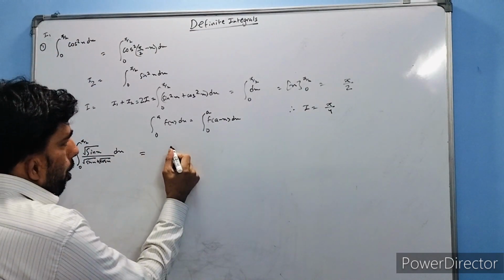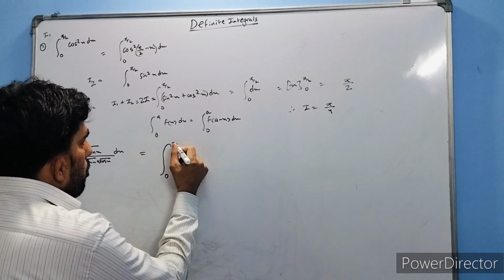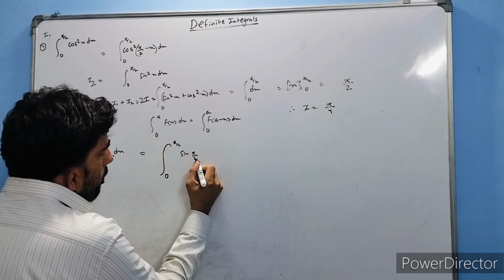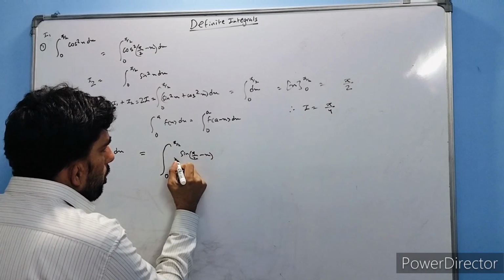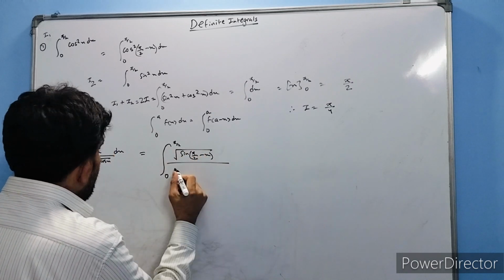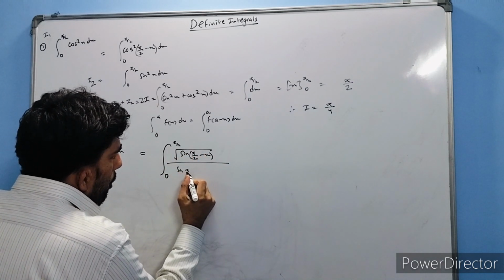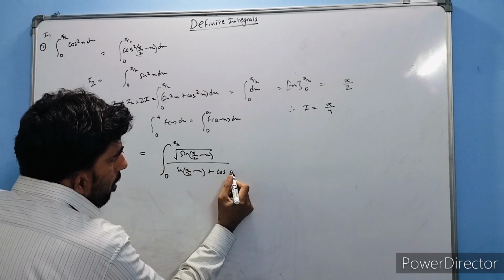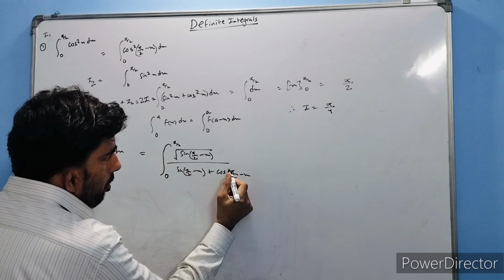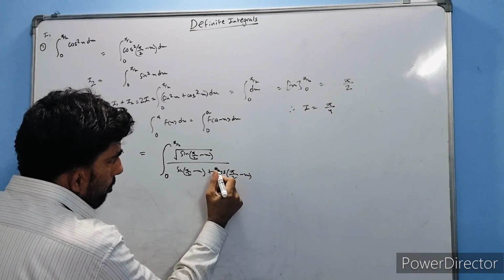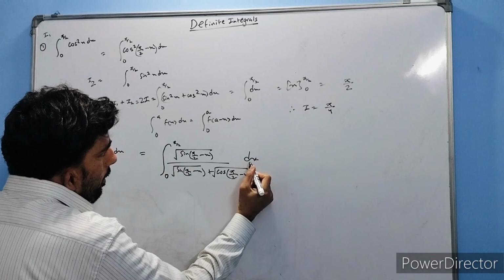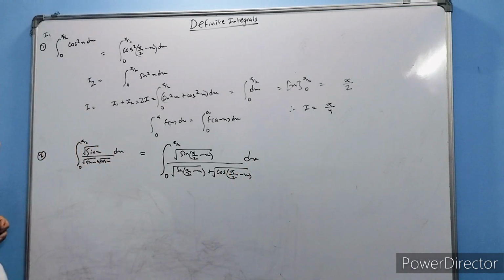Okay, now let's try to apply the property. Applying the property, I have the integral from 0 to pi by 2 of root sin (pi by 2 minus x) upon root sin (pi by 2 minus x) plus root cos (pi by 2 minus x). Now let us try to solve this numerical.